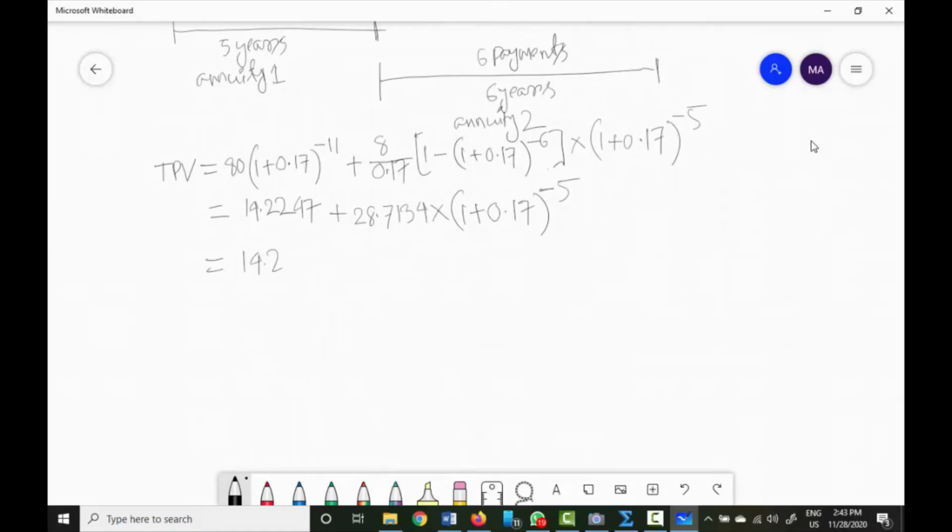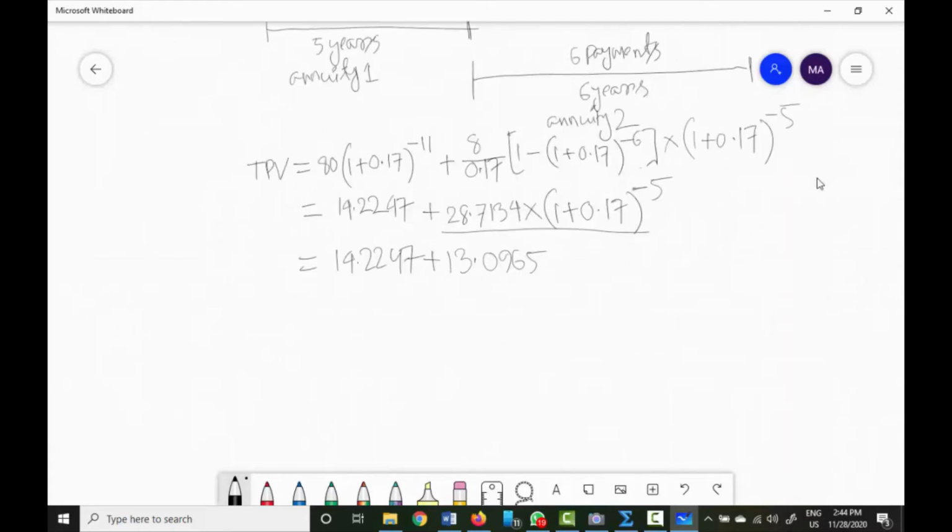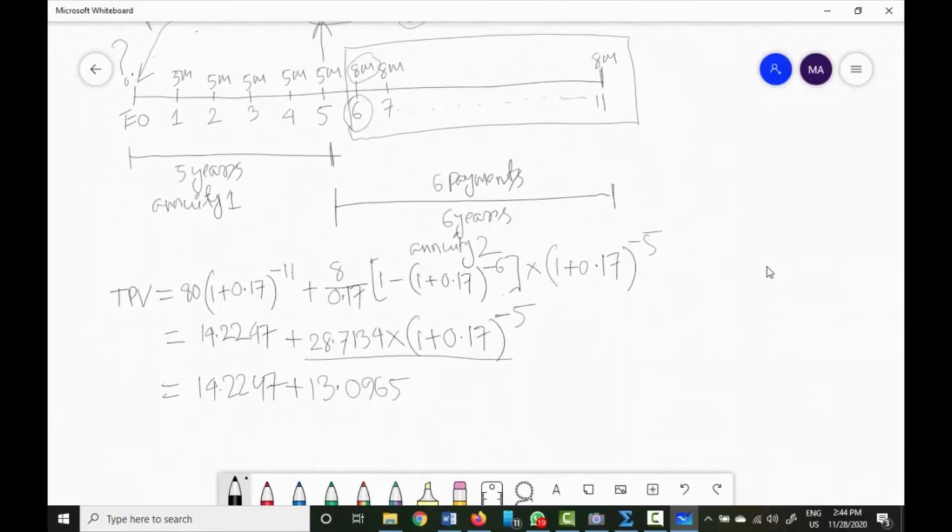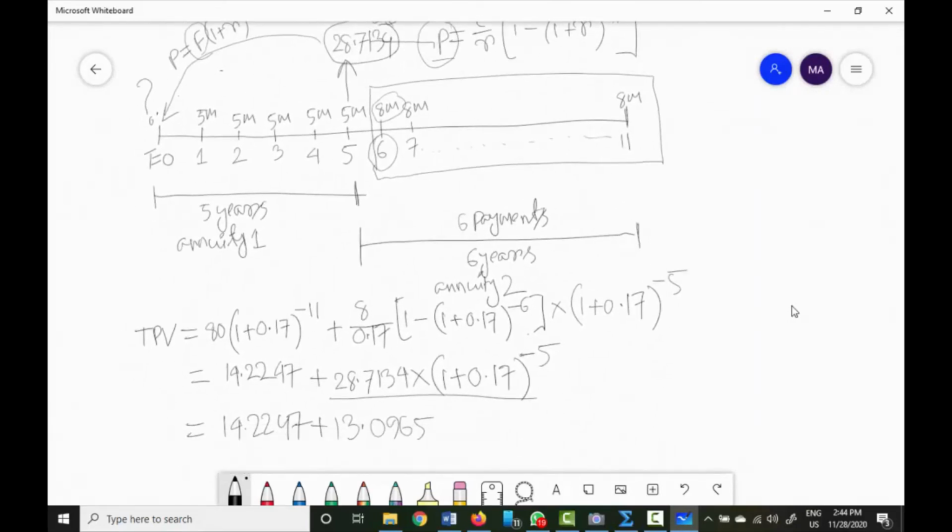So 14.2247 plus, let us calculate this now: 28.7134 multiplied by 1.17 power minus 5. That gives 13.0965. So this is the value of annuity 2 at period 0.